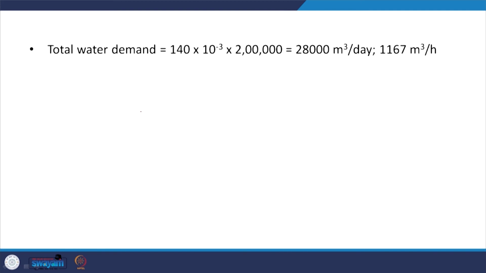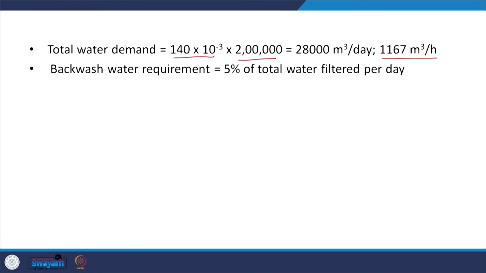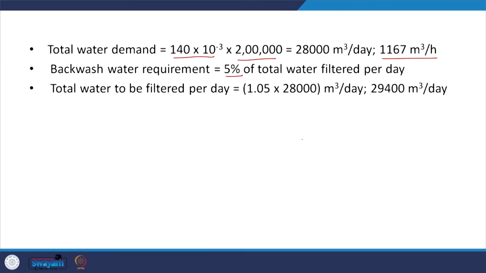So, total demand, we have the per capita and the total population. So, I get the flow rate required, let us see, right. Backwash requirement is 5%. So, we are increasing it by 5%, let us see, right. So, let me see what we have here, okay, 5%, yes. So, 1167, 1225. In general, if there are any calculation errors, you can look at them.